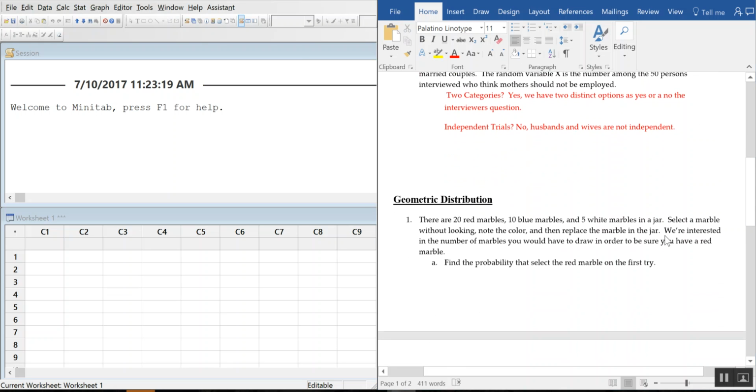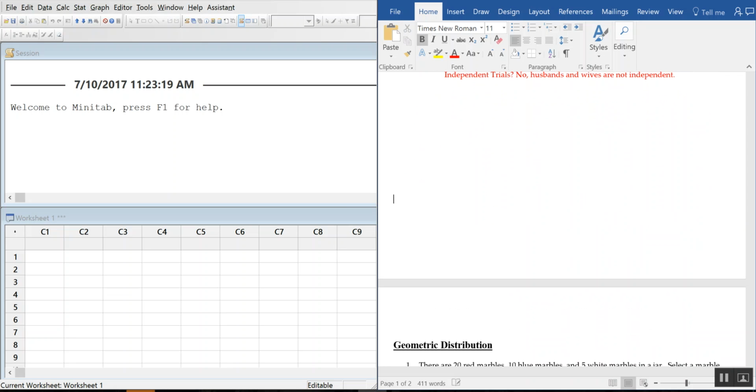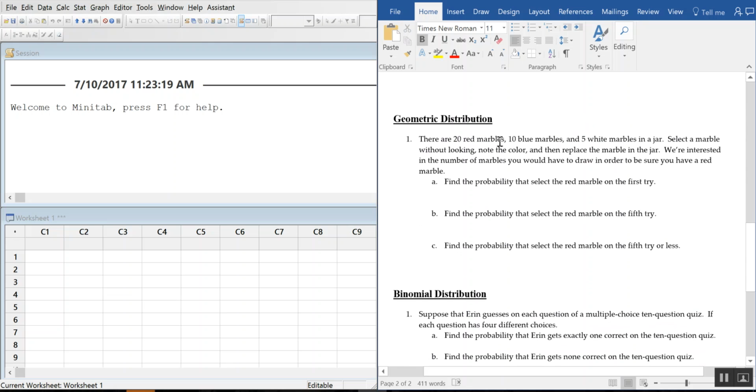Okay, let's see how Minitab can help us do some of these types of questions. So we're going to be looking at doing a geometric probability first. We have a situation with 20 marbles, 10 are blue and 5 are white in a jar, and we want to select marbles without looking, note the color, and then replace the marble into the jar. We're interested in the number of marbles you will have to draw until you have a red marble. This is very geometric because it's repeat, repeat, repeat until I succeed. So again, we're repeating until we get a red marble.